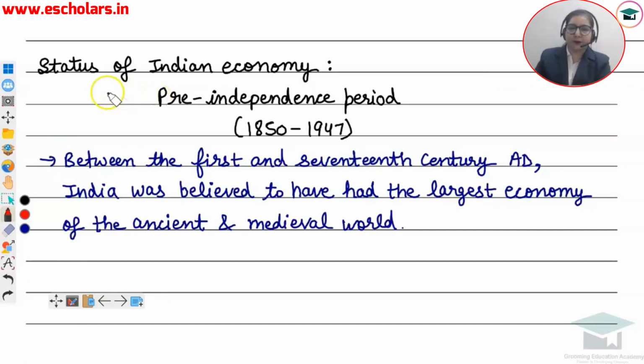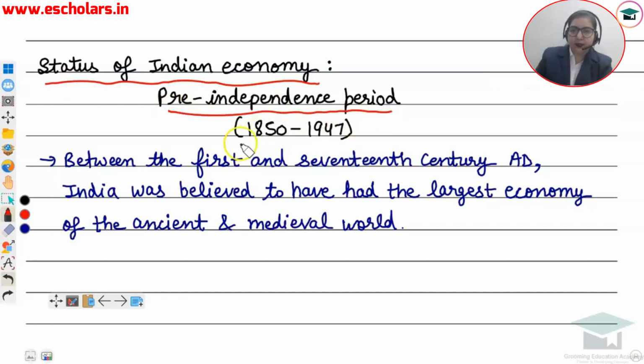First topic of the chapter, that is status of Indian economy under pre-independence period, that is the duration starting from 1850 to 1947. Basically, we are going to talk about the situation of the Indian economy before independence. So we are going to talk about the situation of pre-independent Indian economy. So let's have a look, students.